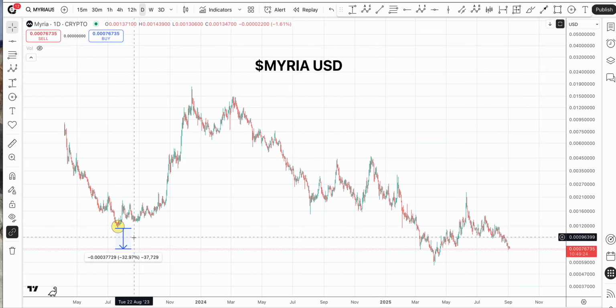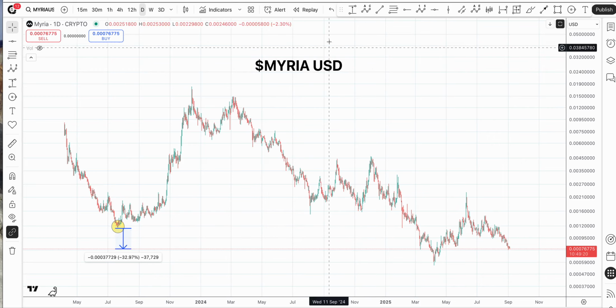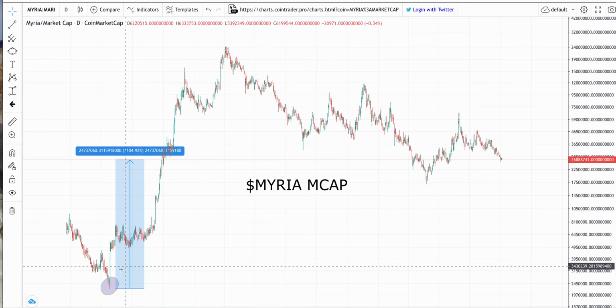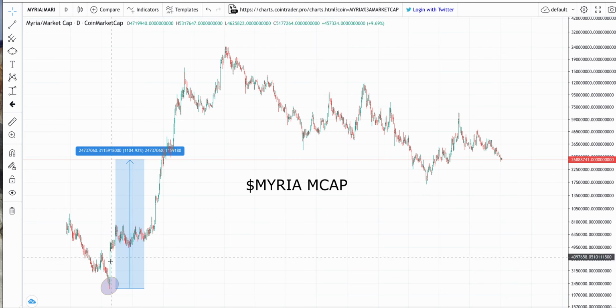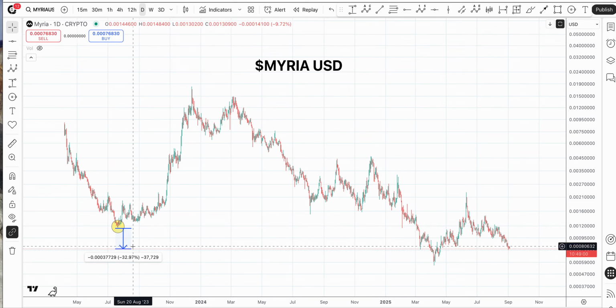Looking at this right now, guys, I'm going to pull this back to July of 2023. You can see on the price chart, the price is down 33% since that moment in time. I flip over to the market cap chart. The market cap is up 1100% since that exact same period in time. So market cap is up 12x. The USD chart is down a third.